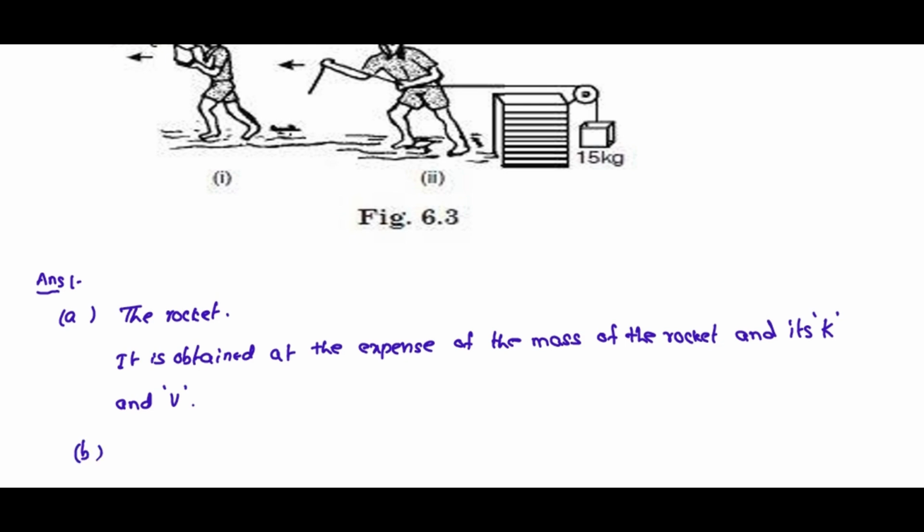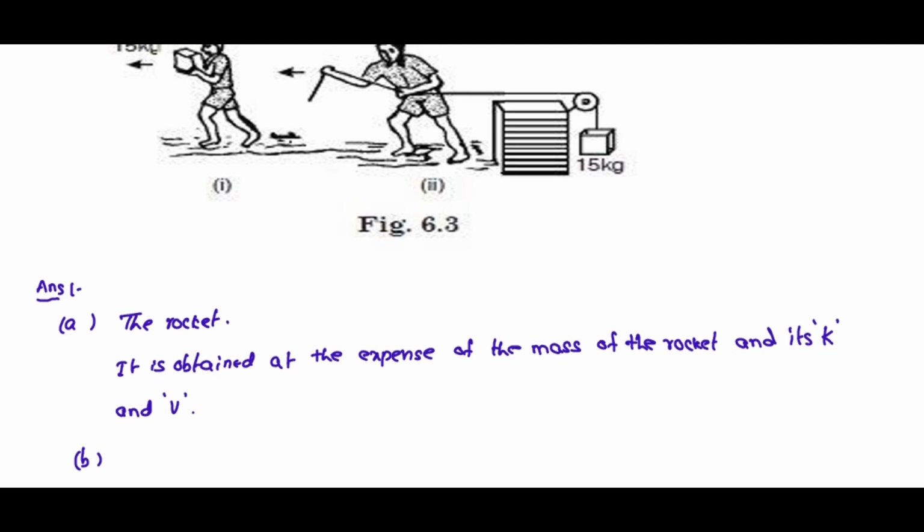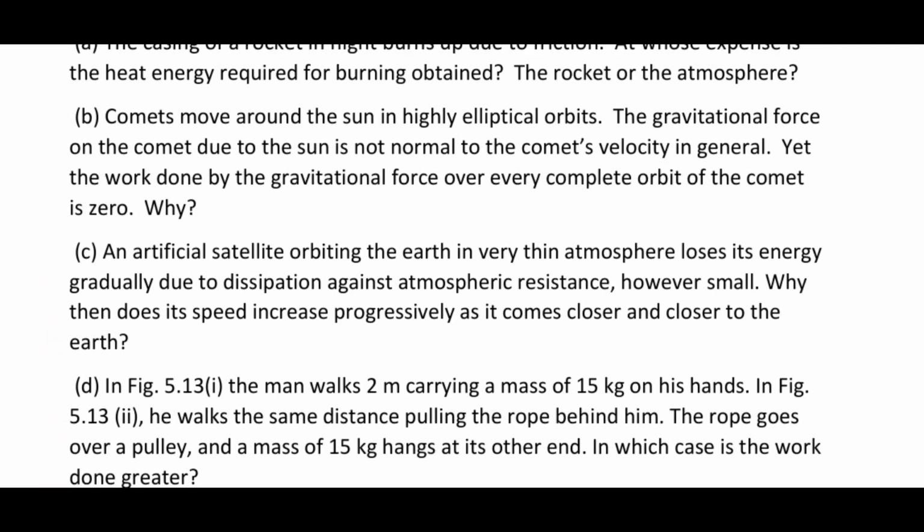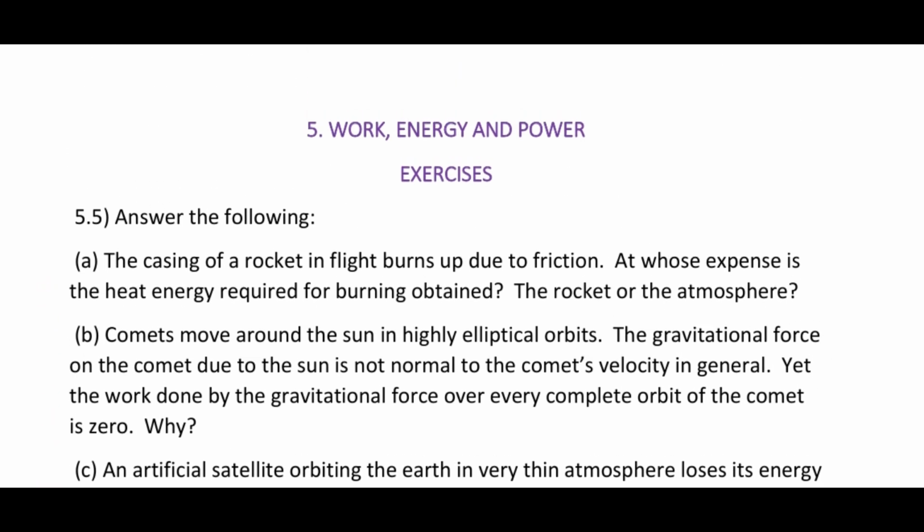Coming to B. Comets move around the sun in highly elliptical orbits. The gravitational force on the comet due to the sun is not normal to the comet's velocity. Yet the work done by the gravitational force over every complete orbit of the comet is 0. Why?